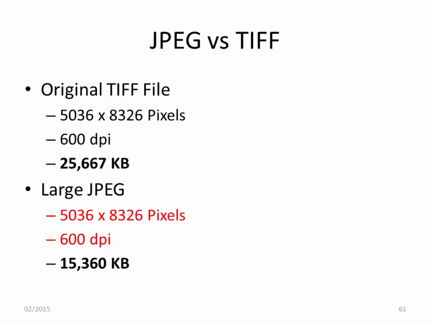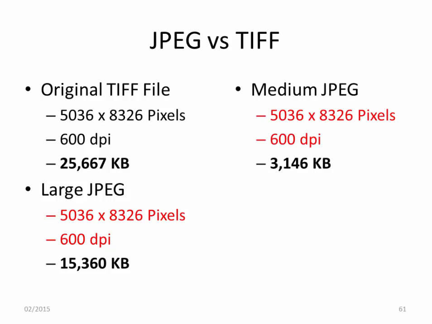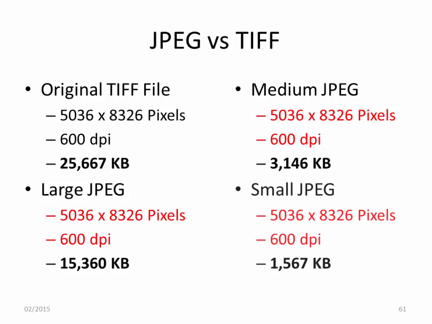It's still a 600 dot per inch file, but they've done some magic in there to make the file size quite a bit smaller. Not small enough for you? Well, then go for a medium format. You can get it down to about 3 megabytes. Now, if that ain't good enough for you, take it all the way down to a small format and get it down to 1.5.